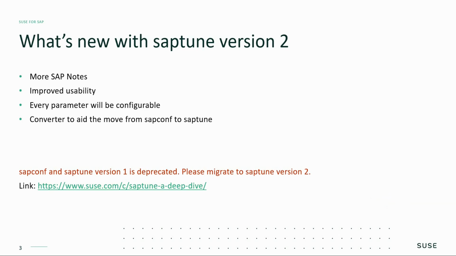The latest version of Saptune is version 2. In this version, there are many SAP notes with improved usability, which gives better verification, and every parameter is now configurable unlike in the past. If you are using an older version of Saptune or SAPconf, which is deprecated now, it can be migrated to Saptune version 2. Visit the link given on the slide for more information on how to do this.